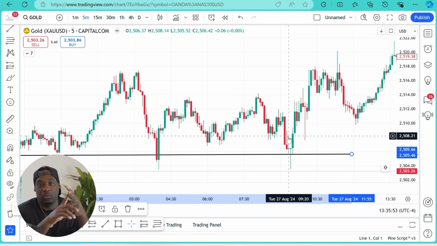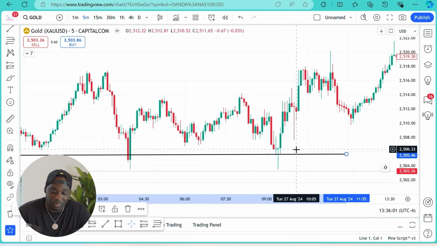Second, we're looking for the market to come back to a key level, either support or resistance or supply and demand. Third, we're looking for some type of rejection. So we have a rejection right here, okay?